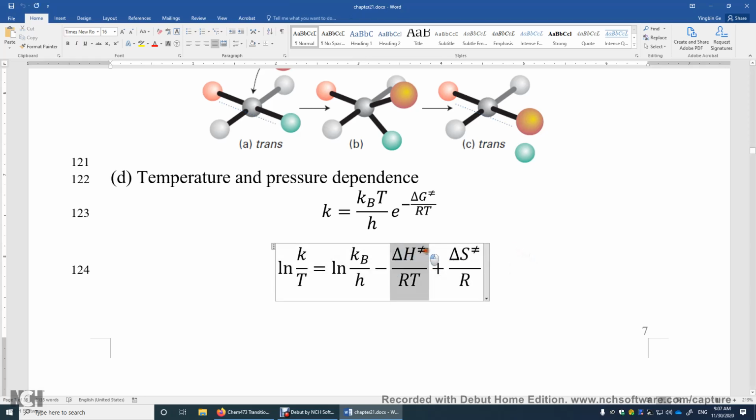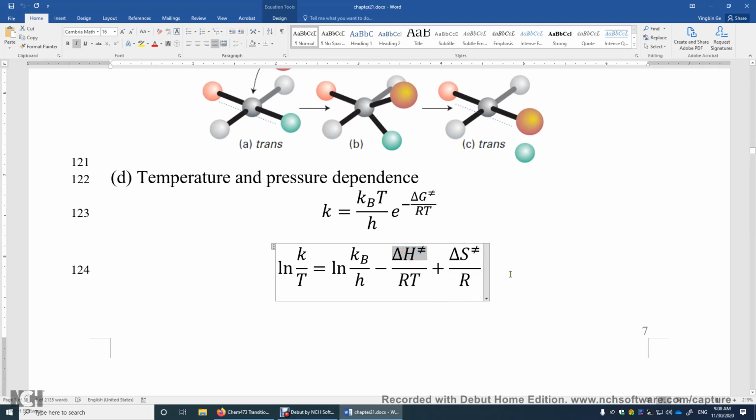And then once you have delta H double dagger and delta S double dagger, you can just compute delta G double dagger at any given temperature, not just one temperature. You can just calculate this delta G double dagger at any given temperature, because you have this delta H double dagger and delta S double dagger already. I want to remind you, when we do this, I implicitly assumed that this delta H double dagger is independent of temperature. This delta S double dagger is also independent of temperature. I'm assuming this is a constant with respect to temperature.